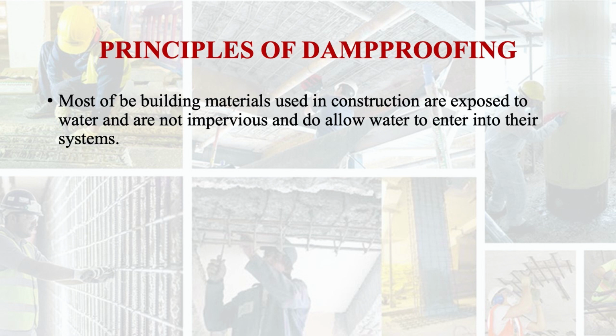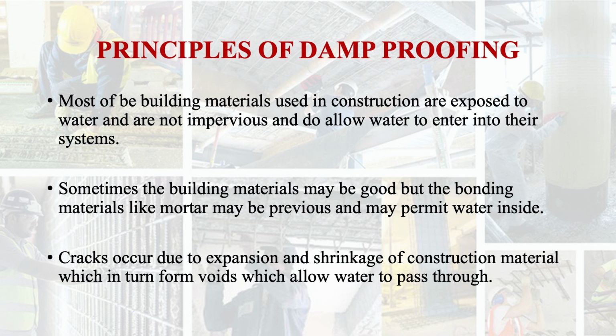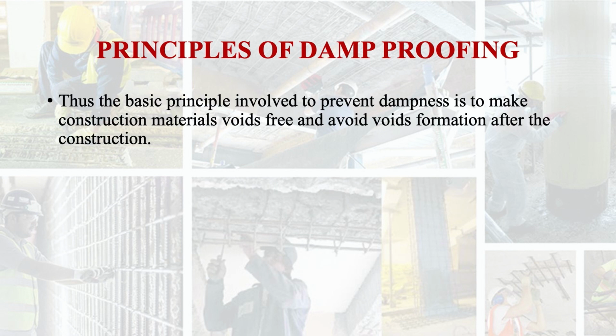Principles of damp proofing. Most of the building materials used in construction are exposed to water and are not impervious, and they allow water to enter into their systems. Sometimes the building materials may be good, but the bonding material like mortar may be pervious and may permit water inside. Cracks occur due to expansion and shrinkage of construction material, which in turn form voids which allow water to pass through. Thus, the basic principle involved to prevent dampness is to make construction materials void free and avoid void formation after the construction. This is the basic principle.